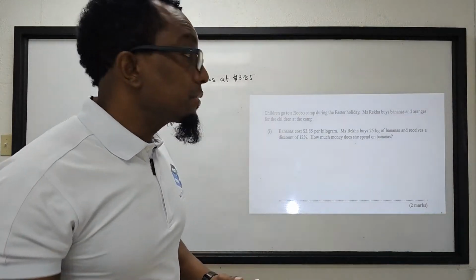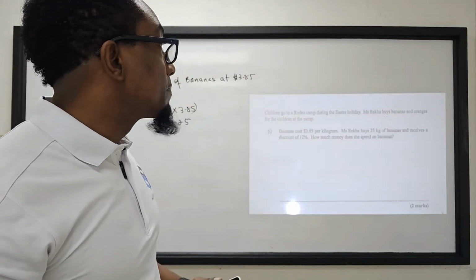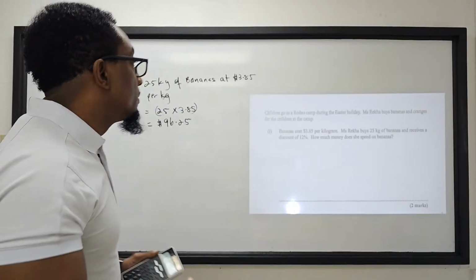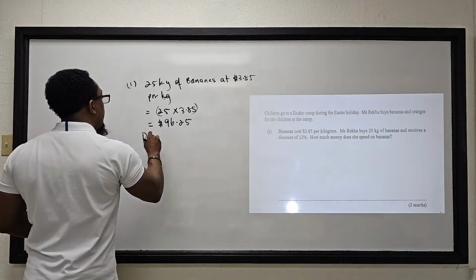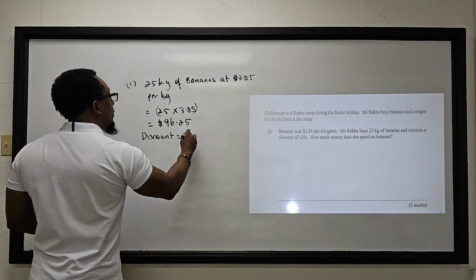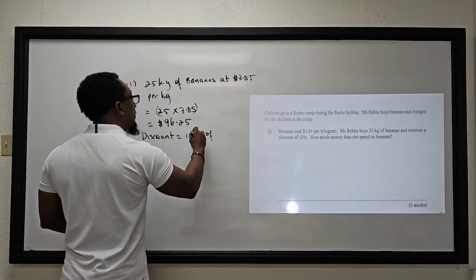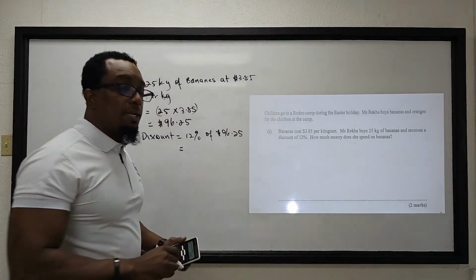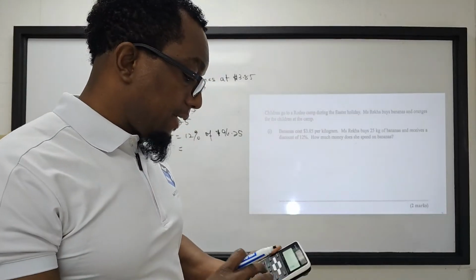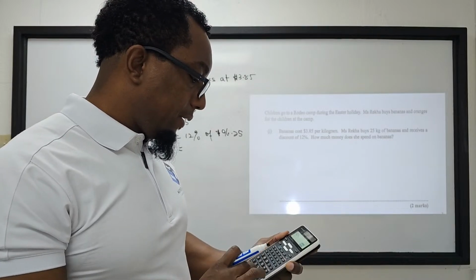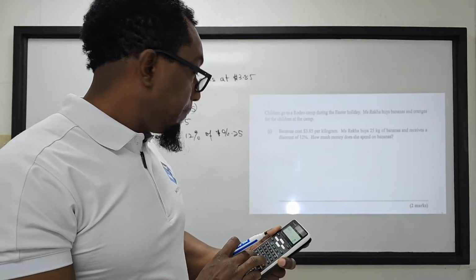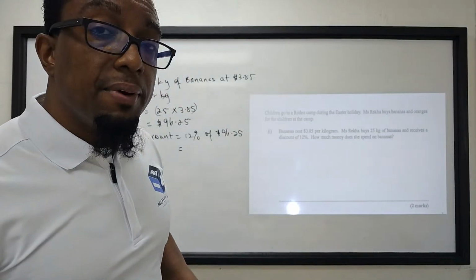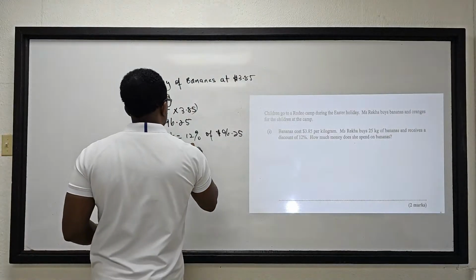Right, so that's the cost of the 25 kilograms of bananas. But she receives a discount. So the discount will be 12% of the $96.25. So let's find 12% of that. So that's 12 divided by 100 multiplied by $96.25, which will give us $11.55. That's the discount.